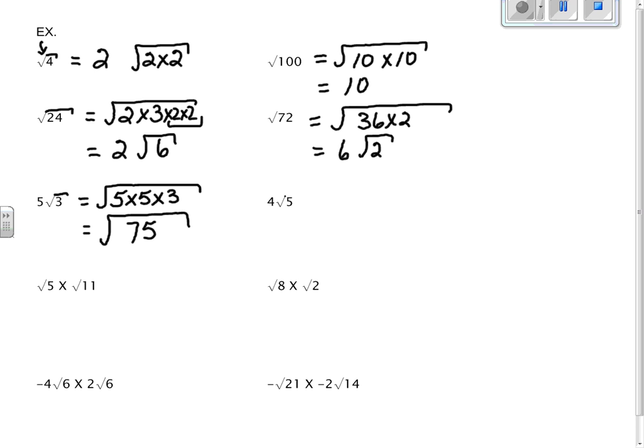4 root 5. 4 as a radical would be 16, and I already had a 5. To write that as an entire radical, I would have root 80.